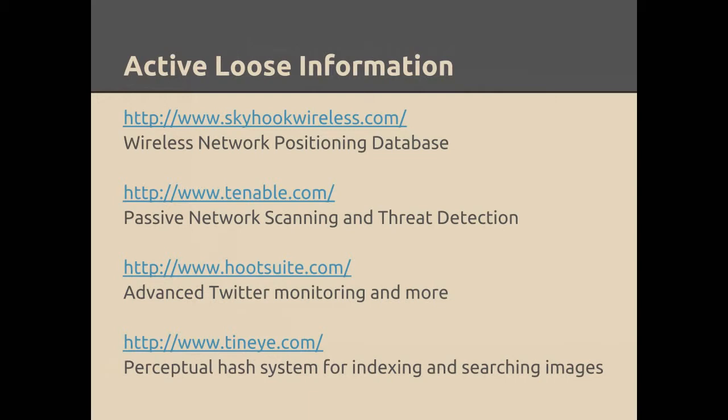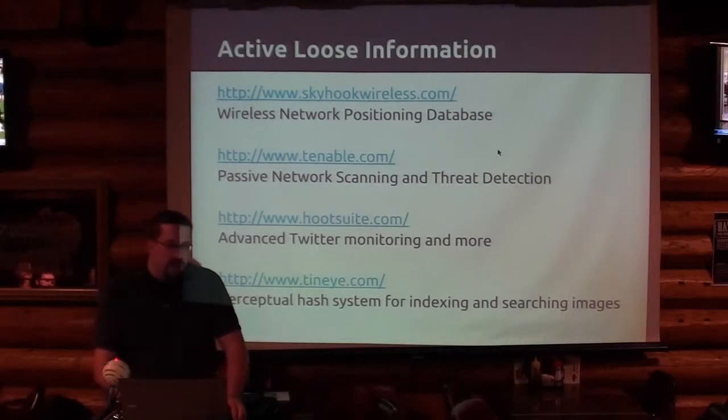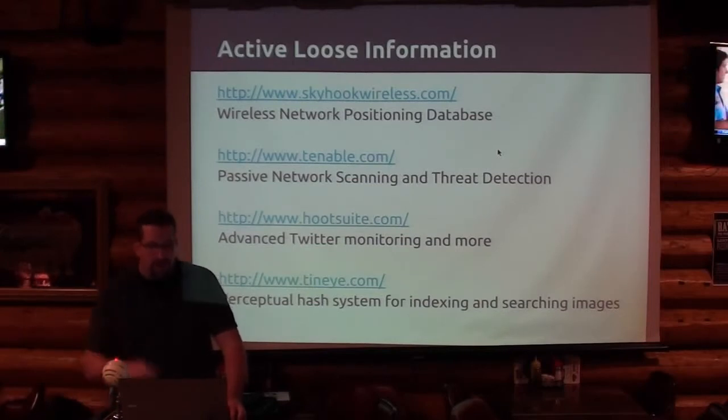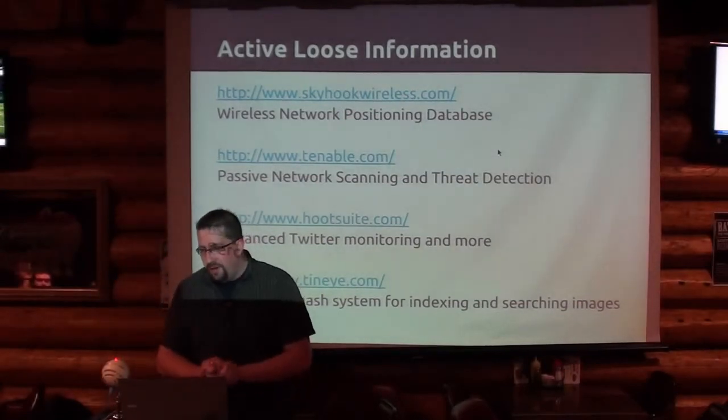So here are some active projects that are using loose information. Skyhook Wireless: I don't know how many of you out there knowingly use it, but a lot of apps actually use this API to submit MAC information to help grow its database and then eventually find out where you are in the universe. Tenable is just an example. There's also, of course, tcpdump, passive network scanning and threat detection, Snort, all sorts of other things like that. They just sit there, they listen, they try to figure out what's going on in the network.